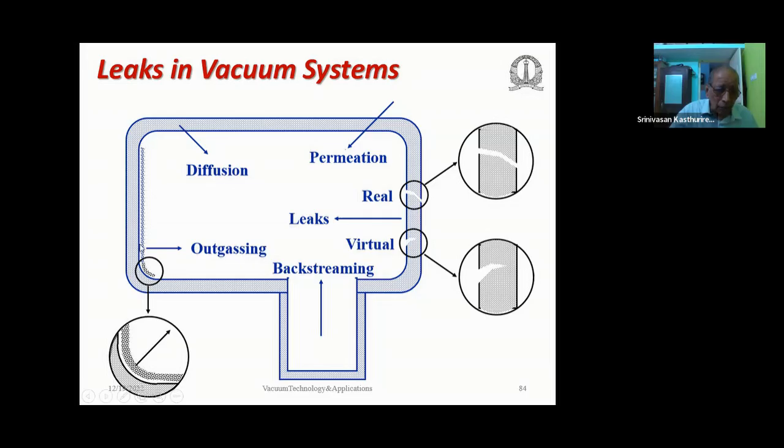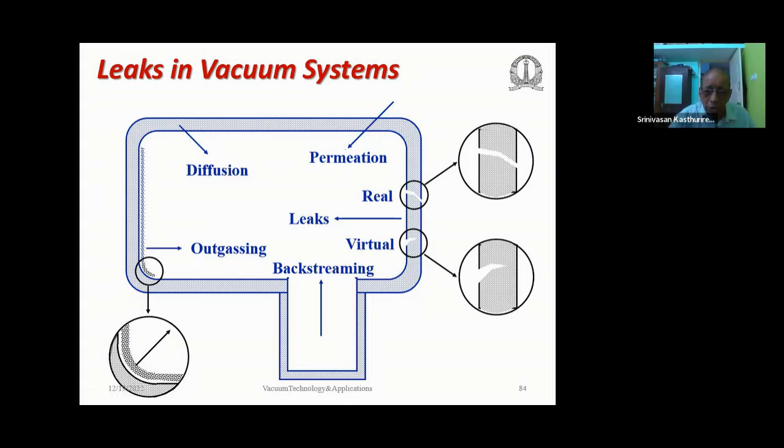Outgassing refers to the surface actually having a certain amount of molecules of other gases. Okay, and those gas molecules can keep on coming into the vacuum system as the vacuum improves. This is what you call outgassing. What about diffusion? Diffusion belongs to the same phenomenon, where the gas molecules can come inside by diffusion. Permeation is the process through which a gas from outside can permeate through the material and enter into the vacuum system. That is called permeation.